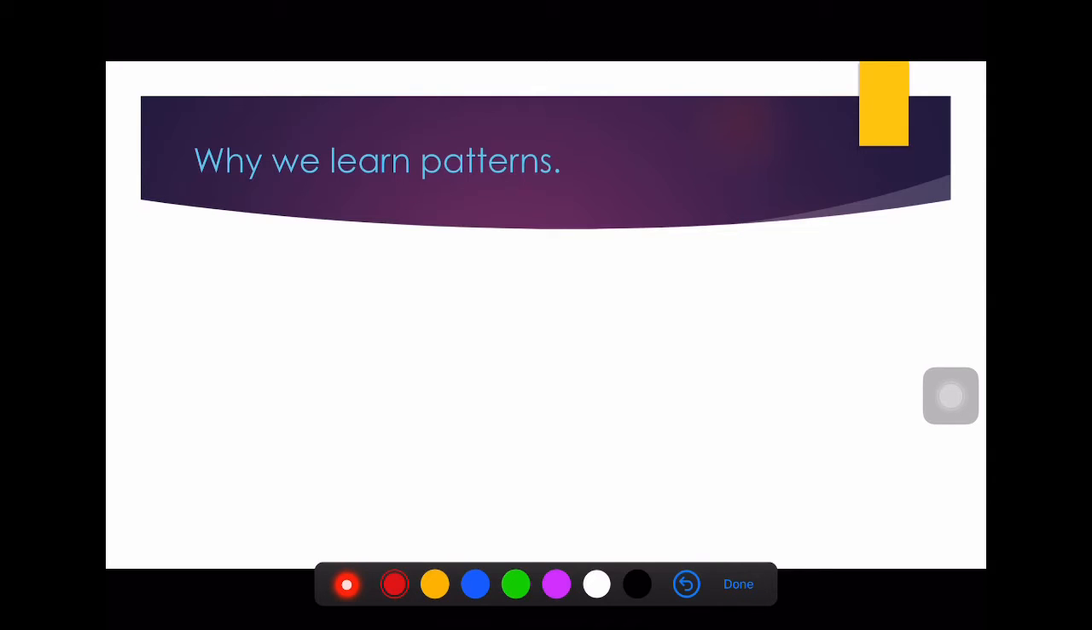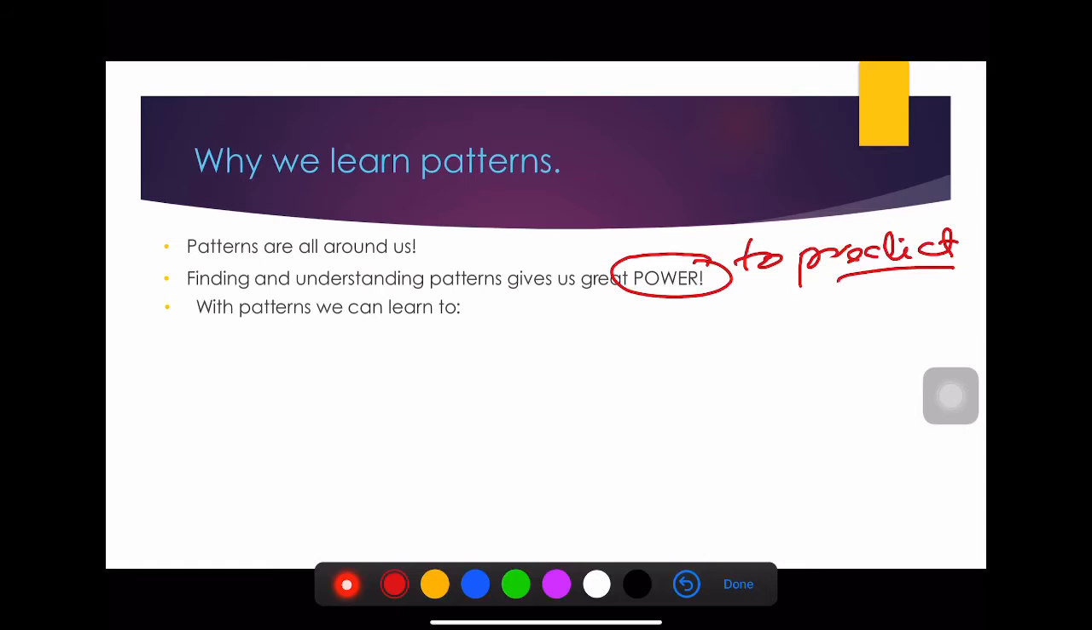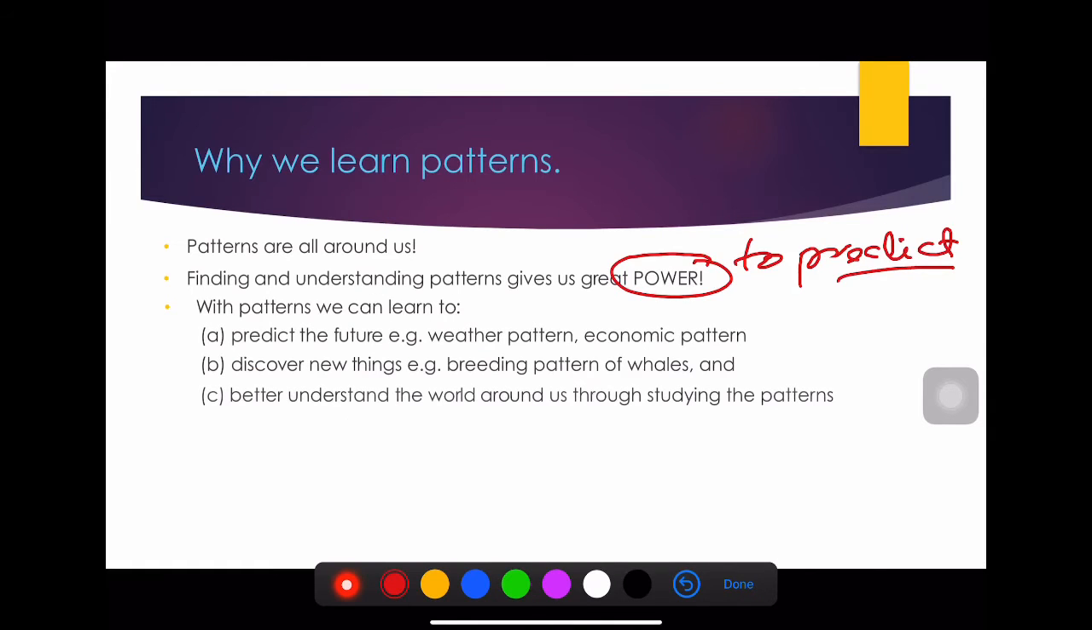Why do we learn patterns? The obvious answer will be that patterns are all around us, and finding and understanding patterns give us great power to predict. With patterns, we can learn to predict the future, we can discover new things, we can better understand the world around us. So when you predict the future, for example, it is predicting weather pattern, economic pattern. Is it healthy or unhealthy?